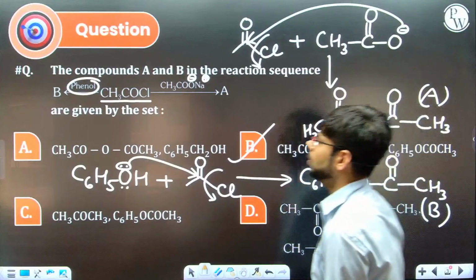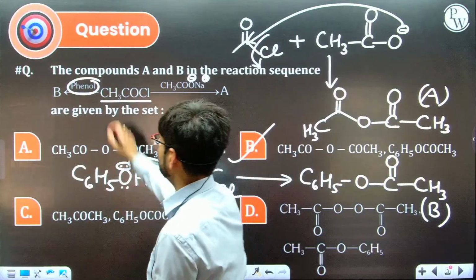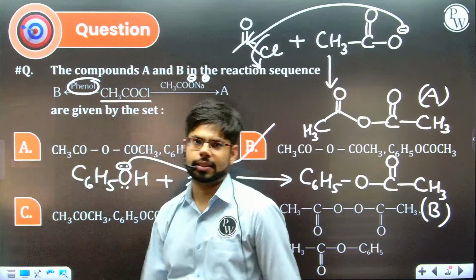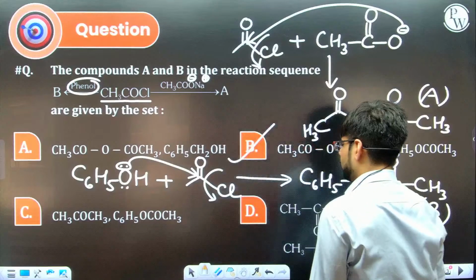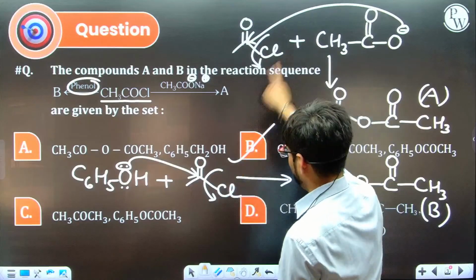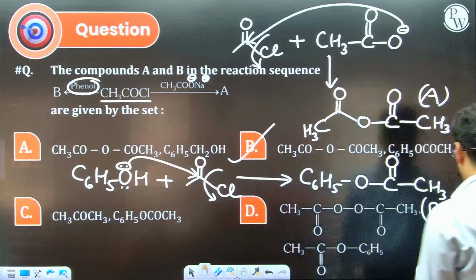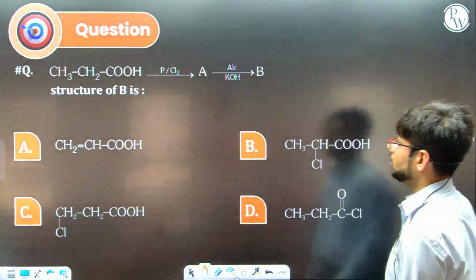Basically, we had to identify the nucleophile. Here phenol was a nucleophile, and to get A, CH3COO minus was the nucleophile. Cl minus has acted as a leaving group here, and also in the other reaction. Next reaction.